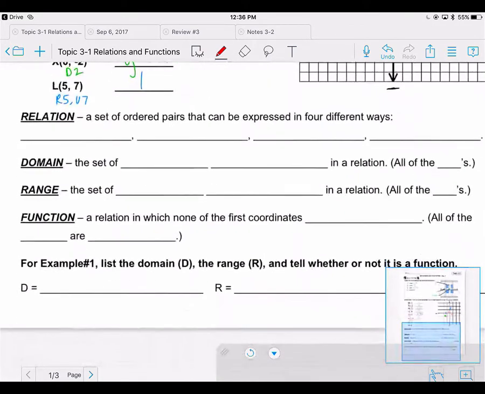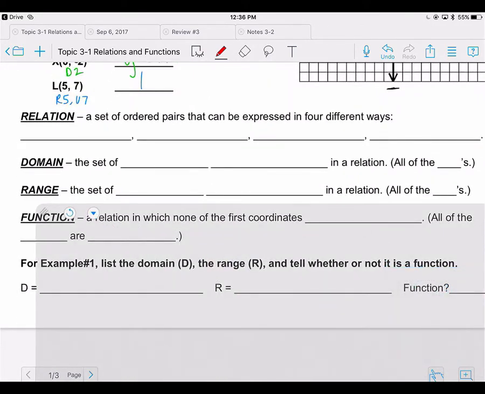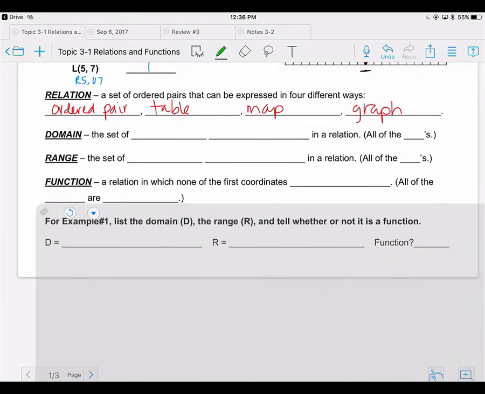Now we have some vocab here. A relation is a set of ordered pairs that can be expressed in 4 different ways. It can be an ordered pair, it can be in a table, it can be in a map, or it can be on a graph. And we're going to see all of those. Domain is a set of first coordinates in a relation, so all of the x's, where range is a set of second coordinates, which would be all of your y's.